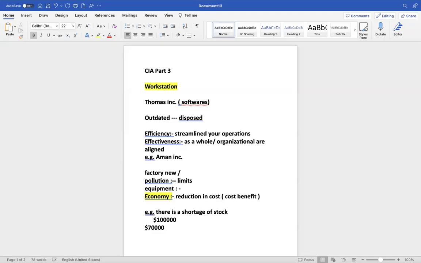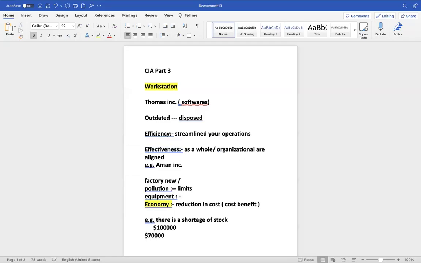So this is what you have aligned your controls with the organizational objectives. This you have incorporated everywhere as a whole in the organization. This is effectiveness. And if you particularly talk about efficiency, this is with respect to streamlining your operations. You have incorporated certain kinds of internal controls in the organization, for example, segregation of duties.